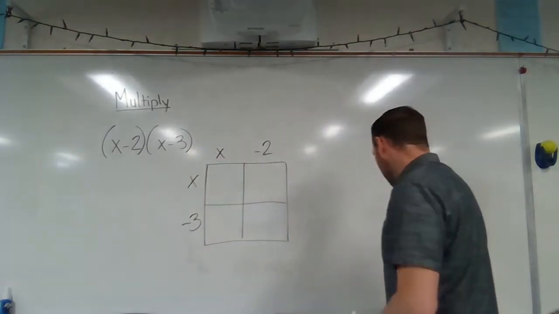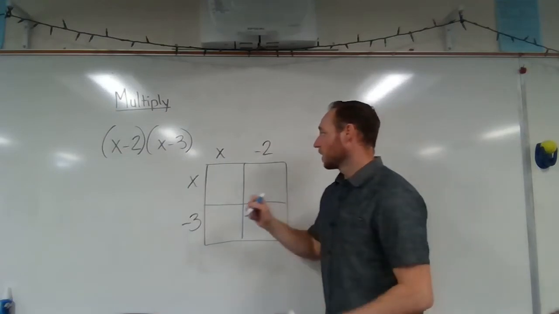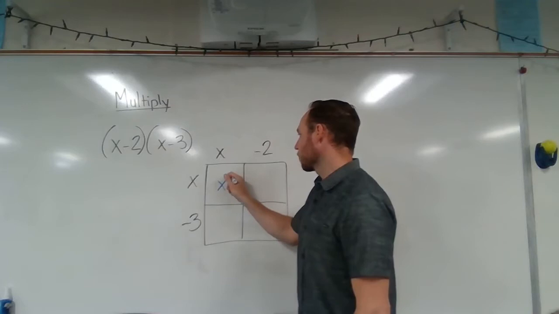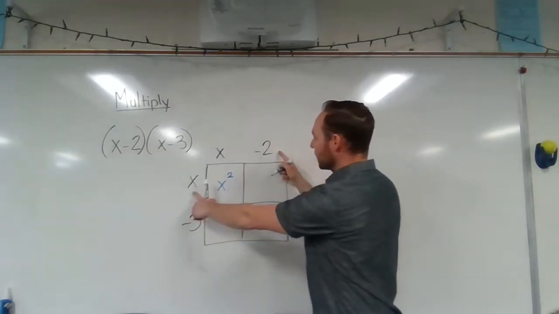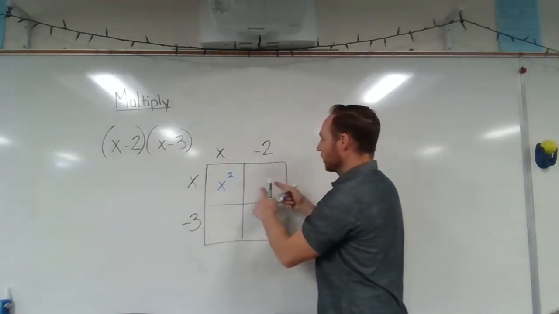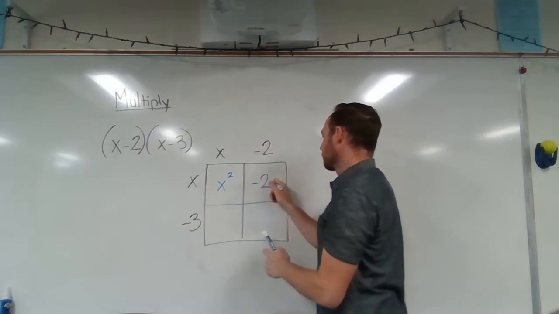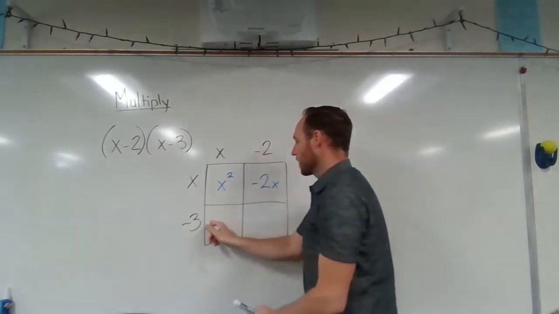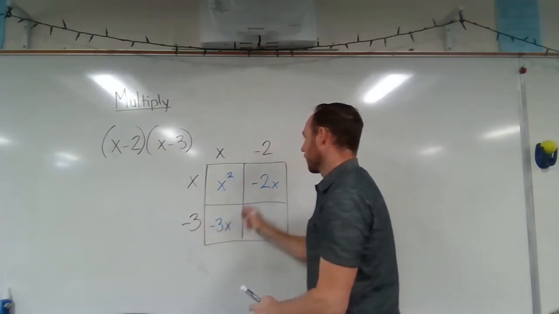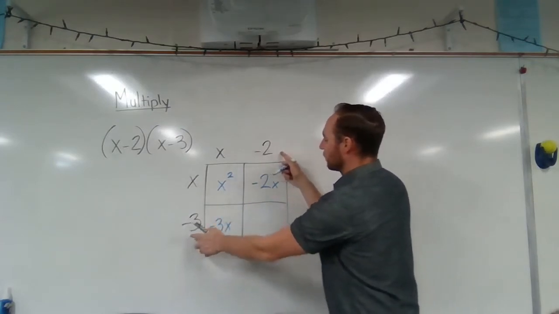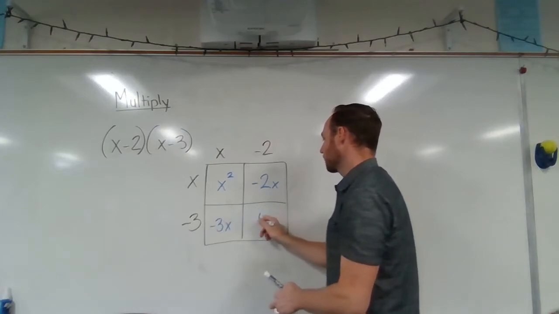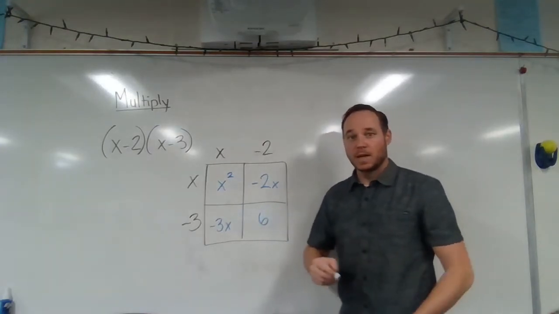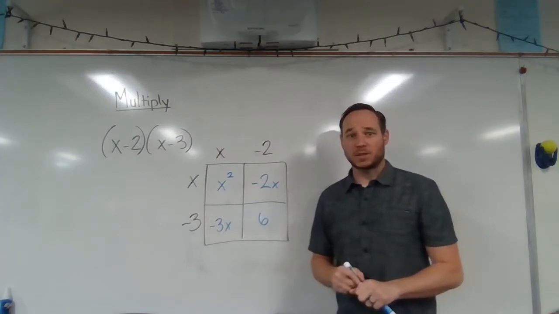We did that. Now we can go ahead and multiply. x times x gives us an x squared. x times negative 2 gives us a negative 2x. x times negative 3 gives us a negative 3x. And negative 2 times negative 3 gives us a positive 6, because a negative times a negative will always give us a positive.